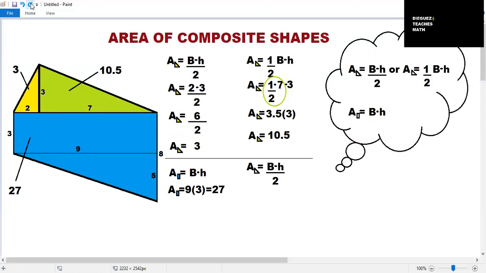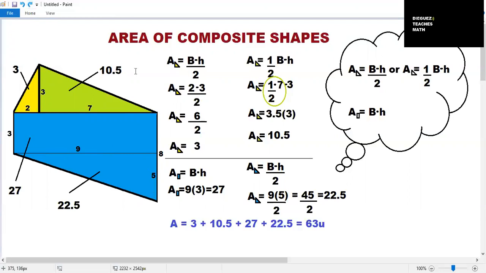So my area formula, base times height over 2. I know base is 9, and the height is 5. And then of course, 9 times 5 is 45. The formula tells us to divide by 2. So 45 over 2 gives us 22.5, which means this triangle here has an area of 22.5.